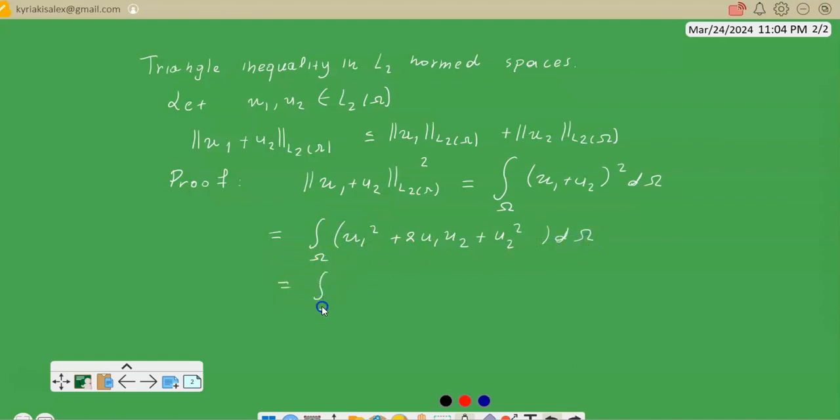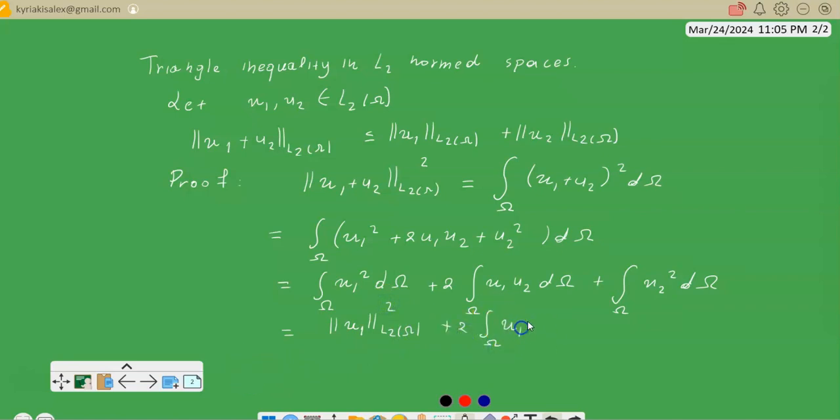We can split the integrals here. So it's the integral over omega of U1 squared d omega plus 2 times the integral over omega of U1 U2 d omega plus the integral over omega of U2 squared d omega. This is the L2 norm of U1 squared plus 2, we rewrite this integral, and this last integral is the L2 norm of U2 squared.